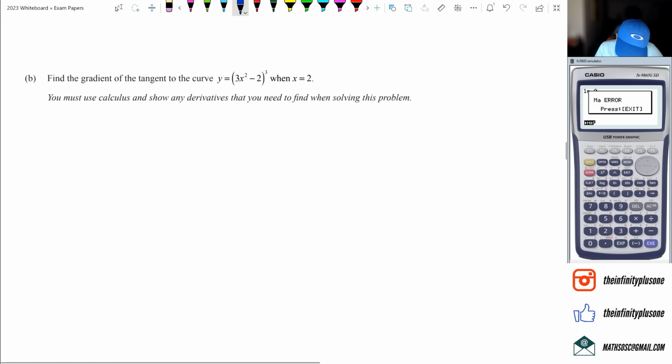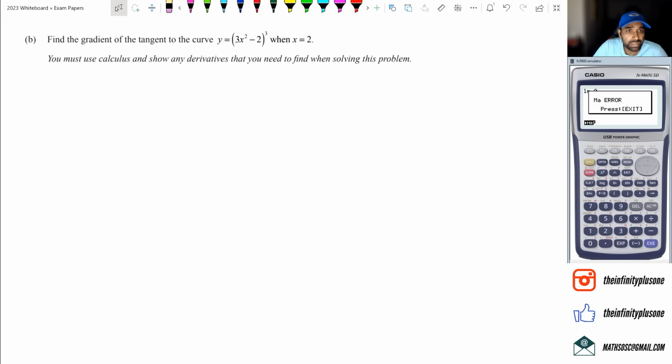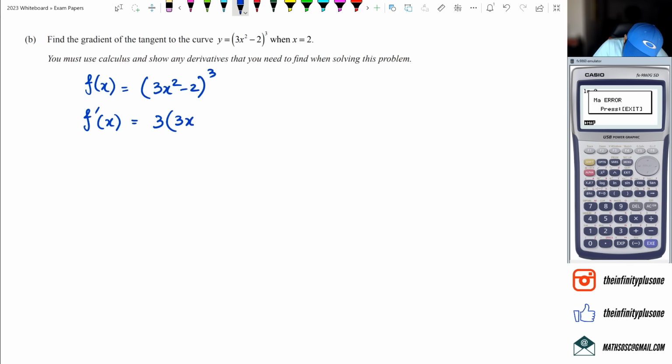Cool. Next question. Find the gradient of the tangent. So we're going to differentiate and then put x equals 2. f of x is equal to (3x squared minus 2) to the power of 3, which means f dash of x is equal to 3 times (3x squared minus 2) to the power of 2. And of course, don't forget, just like I said in the previous question, multiply by the differentiation of whatever's inside the bracket. In this case, we multiply it by 6x.